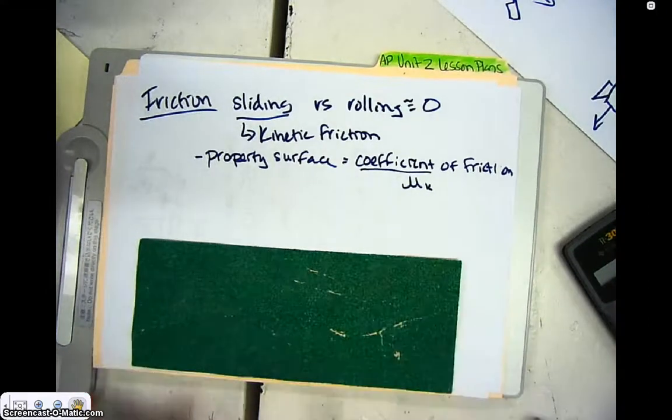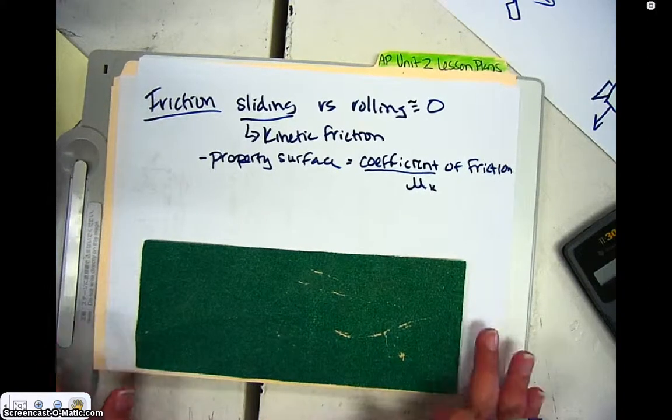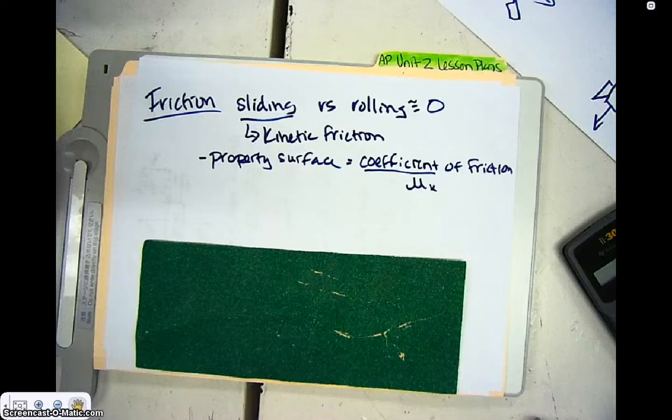It's the property of the surface. So it will either be given to you for that specific type of surface, or it will be calculated for that surface. But it's a property of the surface. It doesn't change during the problem. It's sort of a constant based on whatever scenario you have.